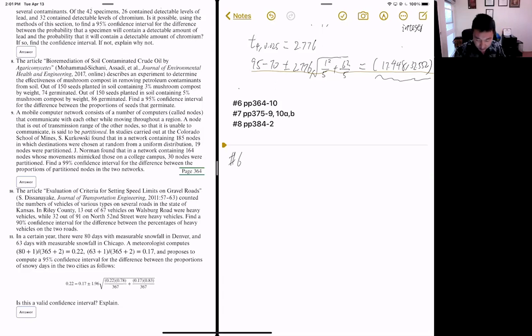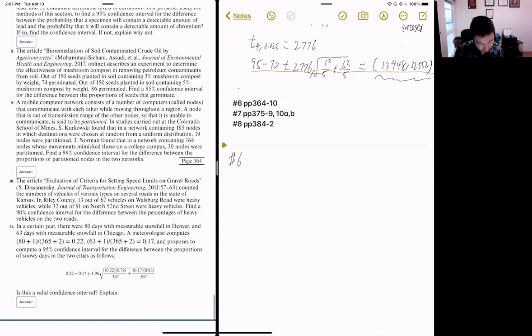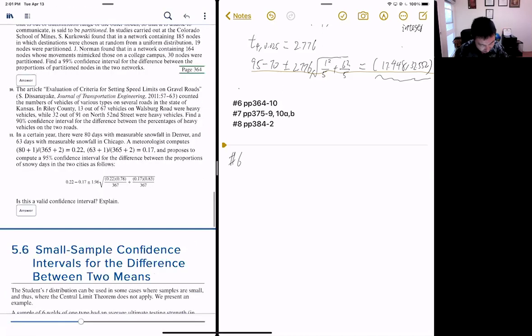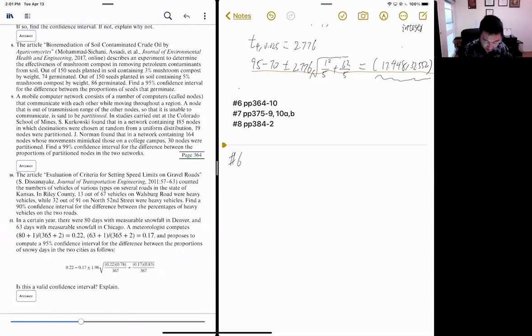Last time we stopped at question number 5. Today, question number 6 on page 364, question number 10. Again, look at the last sentence of the question here: find the 90% confidence interval for the difference between percentages. That is a confidence interval for the difference between two proportions, because percentage and proportion talk about the same thing.